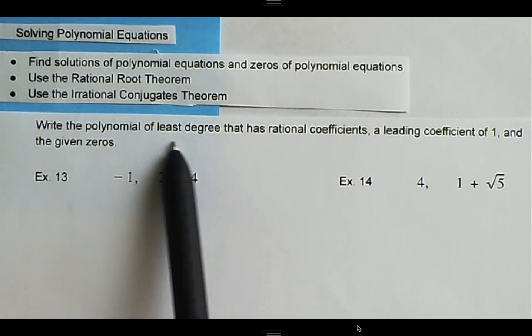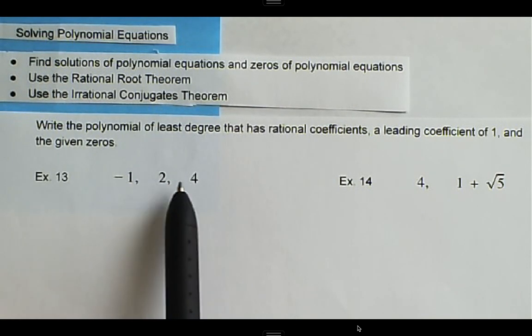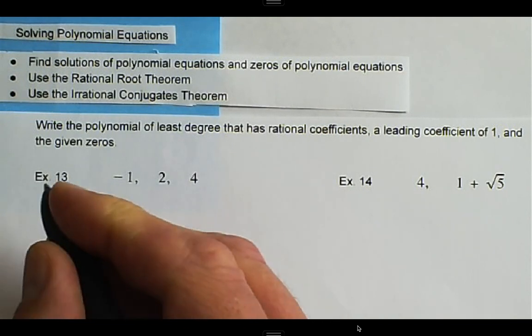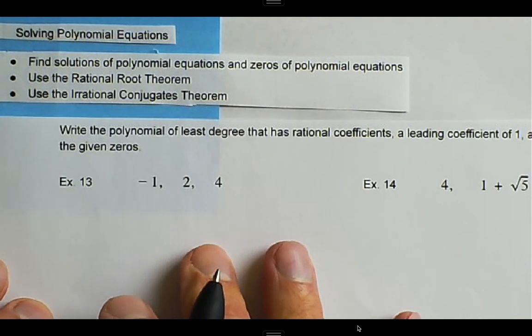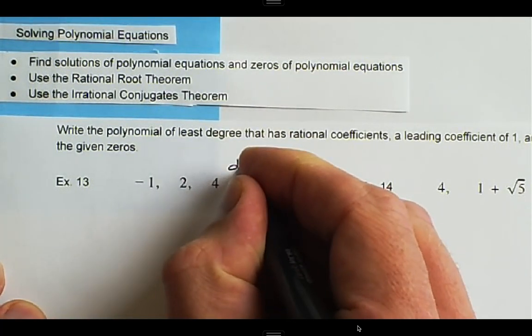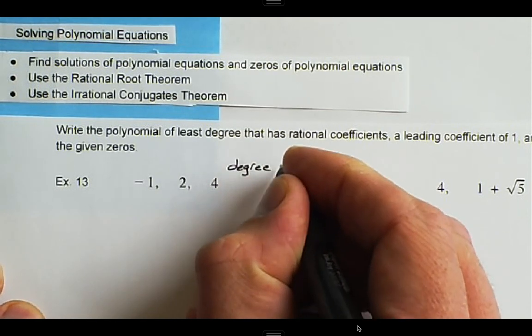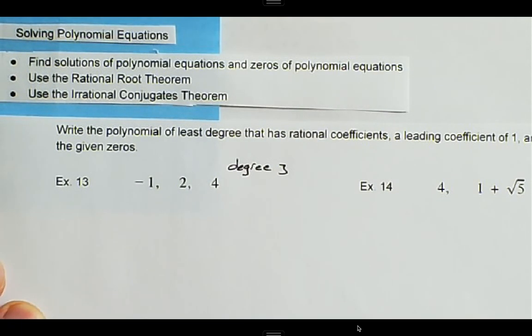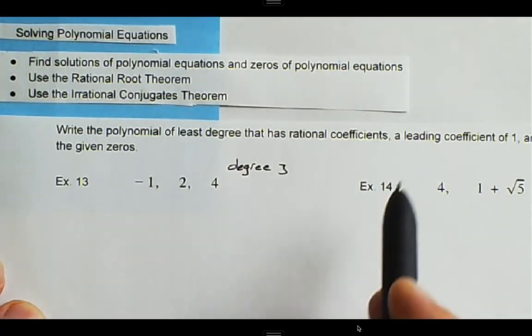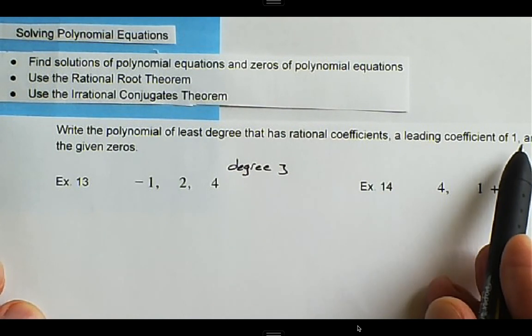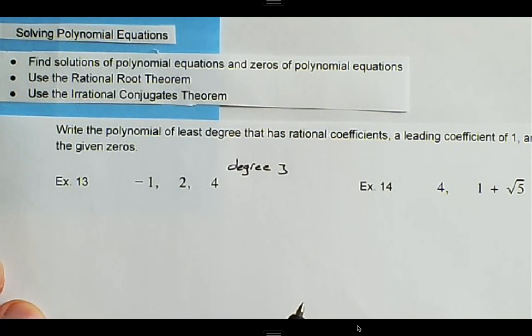So least degree. So we have 1, 2, 3. For this one, our least degree, we're going to say this one has a degree 3. So that means we're looking for a cubic. And we want our leading coefficient to be 1. So these are our zeros.